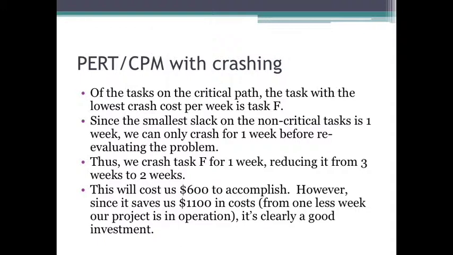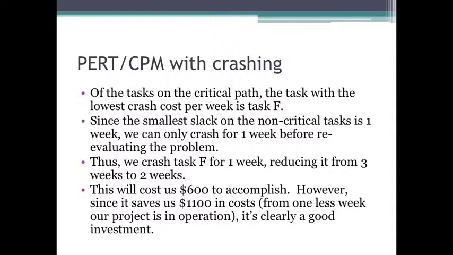Now, the question is how far should we crash it? Something that's a good idea to look over when you're crashing a project is the slack on the non-critical tasks. The slack on the non-critical paths tells you how far you can crash before the possibility of another critical path showing up. In this case, the smallest slack on a non-critical task is 1 week. So we can only crash for 1 week before reevaluating the problem.